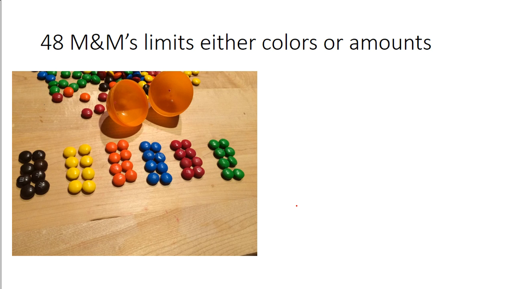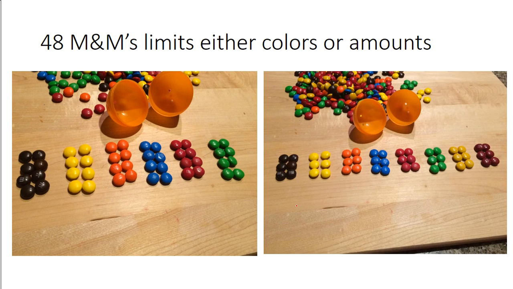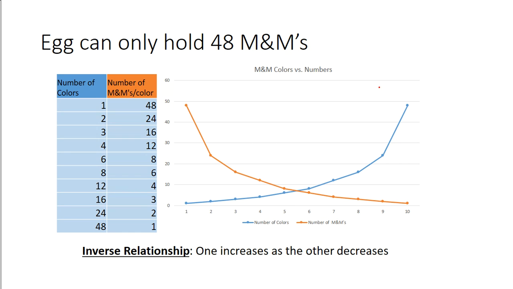So here we go with 6 colors. 6 colors times 8 M&Ms each. 8 colors times 6 M&Ms each. So the point is, since the M&Ms that can fit is 48, and that constant limits us, as we want to increase the number of colors, which is here in the blue, we have to decrease the number of M&Ms of that color, because they multiply to equal 48. So 1 times 48 is 48, 2 times 24, 3 times 16, 4 times 12, etc.